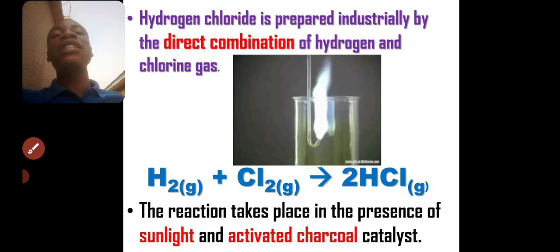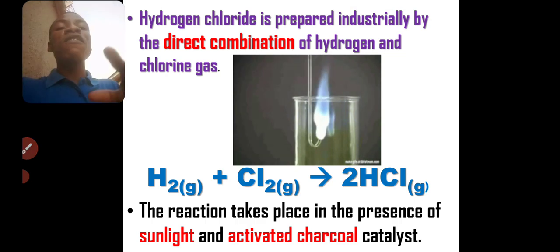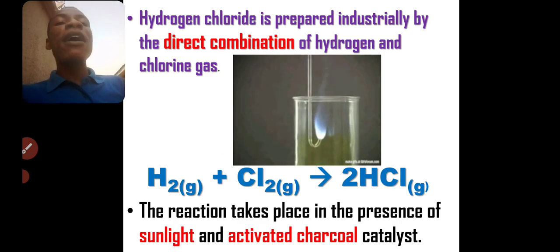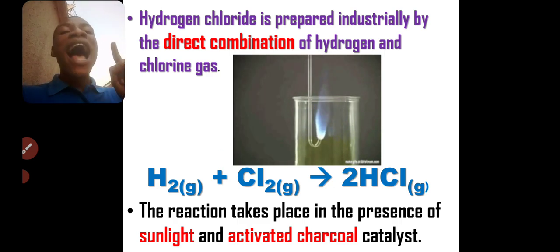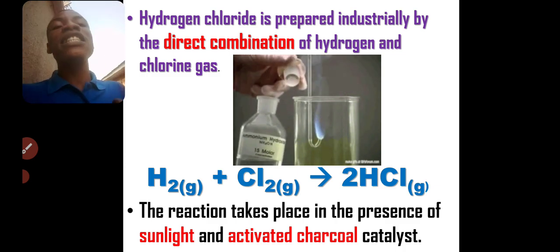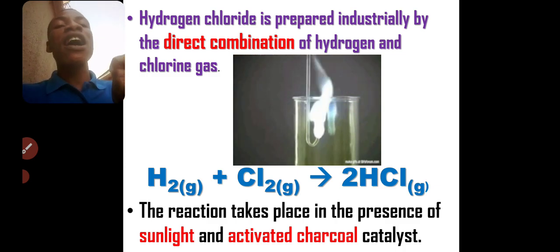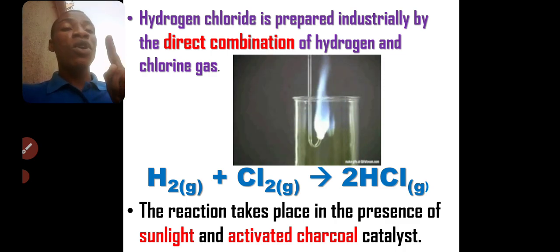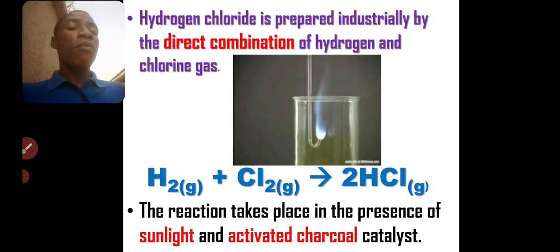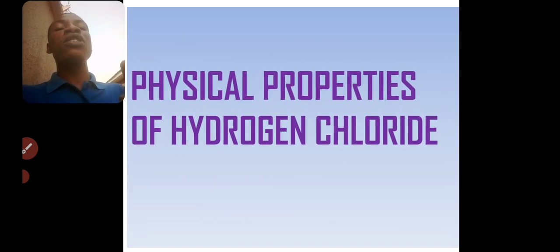If you need hydrochloric acid, you just dissolve the HCl inside water. The reaction takes place in the presence of sunlight using activated charcoal as a catalyst. You activate charcoal by heating it inside steam to a very high temperature, so it becomes activated and the surface area is increased. So that is how you produce HCl industrially, in the presence of sunlight and activated charcoal.